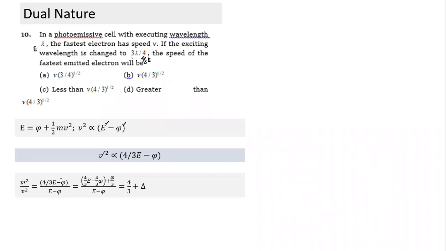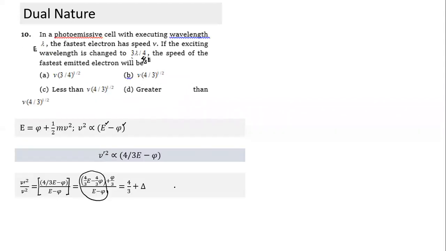But I need to convert this term into some kind of fraction. How do we convert it into a fraction? This is 4 by 3 E. If this term also is 4 by 3 E, it becomes a simple fraction. So what you do is split this minus phi into two parts: minus 4 by 3 phi, plus phi by 3. So this whole term becomes equal to 4 by 3 plus something. I hope all of you understood this. So basically, this whole expression will be greater than 4 by 3. Once I have this greater than 4 by 3, my answer is pretty simple.